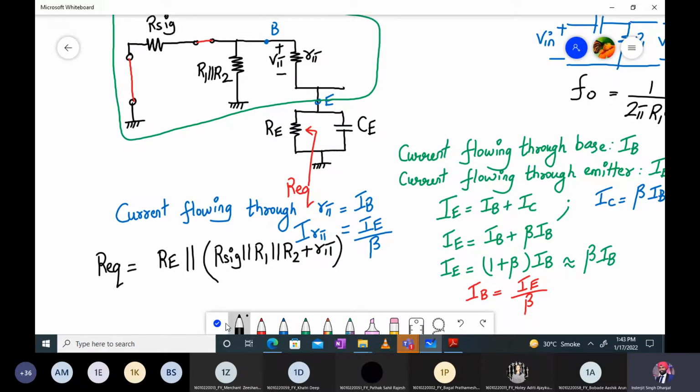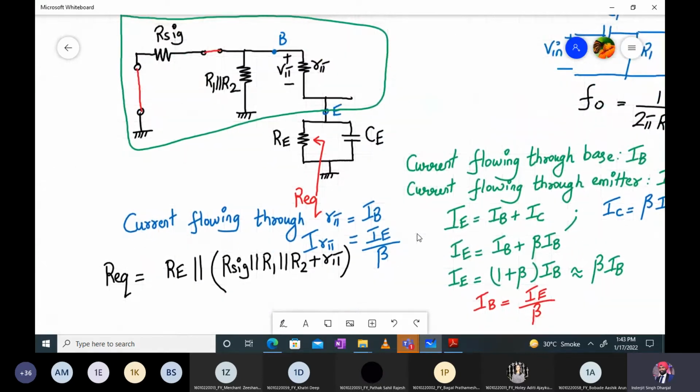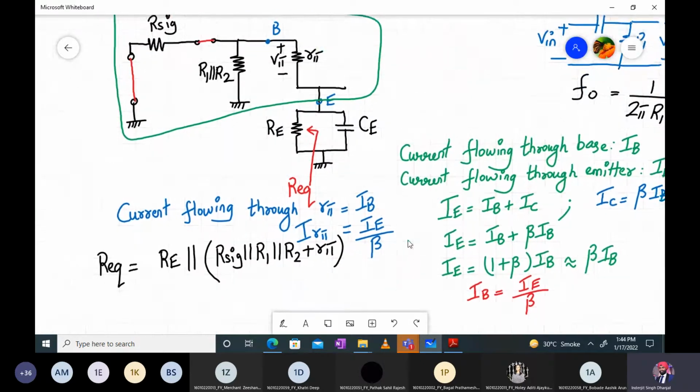So is this the correct expression or it is wrong? R equivalent is RE parallel to R sig parallel to R1 parallel to R2 plus R pi. Is this correct? This is wrong. What is the correct one? What do you have to add to make it correct?